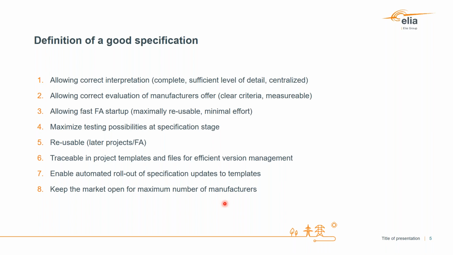Very important also is that you are able to trace what you specified into the templates and the project files that are built afterwards upon that specification. And in that way also enable the automation of updates to all of these files when your specification is updated. And the last, but also very, very important one, is that a specification should not narrow down the market. It should keep open the market so you can get offers from as many manufacturers as possible.